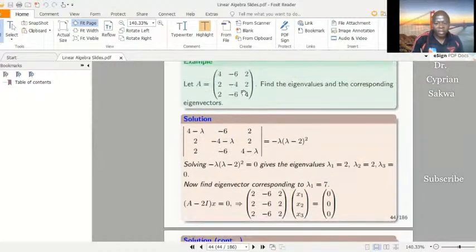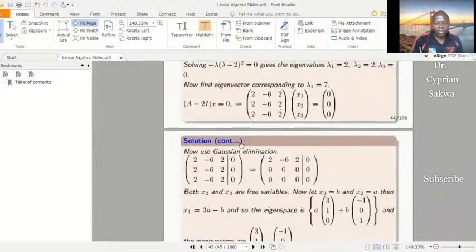Now, A minus 2I, times x, is equal to 0. We use Gaussian elimination to create zeros. Row 1 gives me this: 2x1 minus 6x2 plus 2x3 is equal to 0. So you notice that only x1 is a leading variable. Only x1 is a leading variable. The rest are free variables.